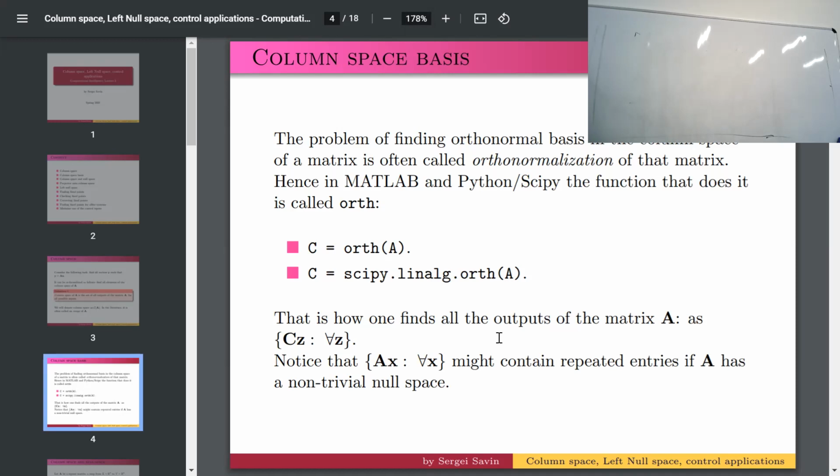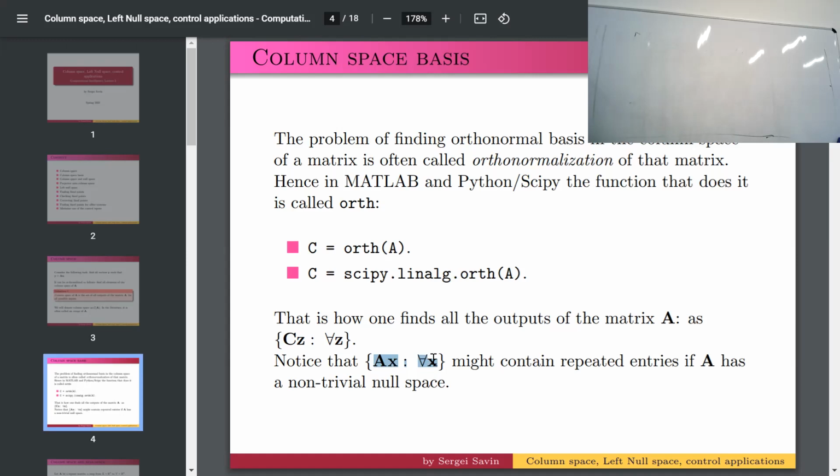Also, if you want to produce all outputs of the matrix, you can write them this way. If you write them this way, you'll have repeated entries, because there can exist more than one x that produces the same output. So if your matrix has a non-trivial null space, this notation on the bottom will not produce the column space. It will produce your column space with repeated entries, which is not the same thing, right?